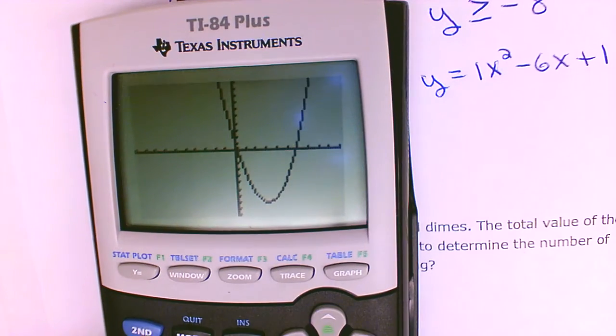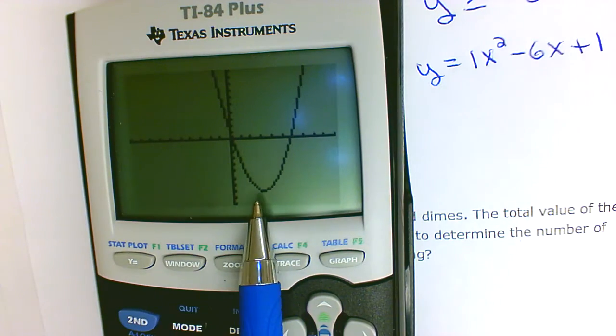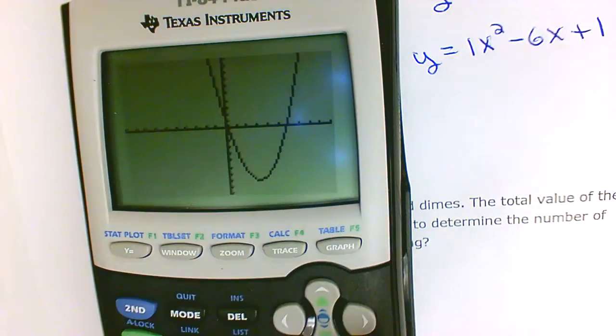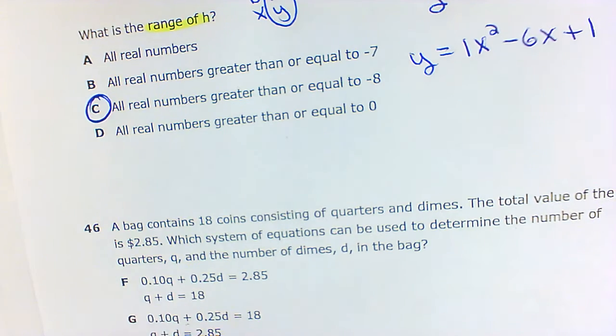This time, it's actually a little bit easier for me to see that the lowest value is negative 8 and my arrows are pointing up. That's why it should be greater than or equal to negative 8.